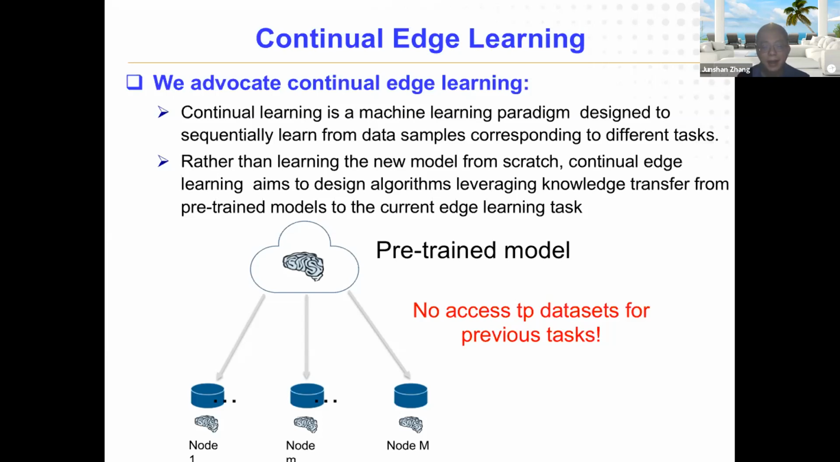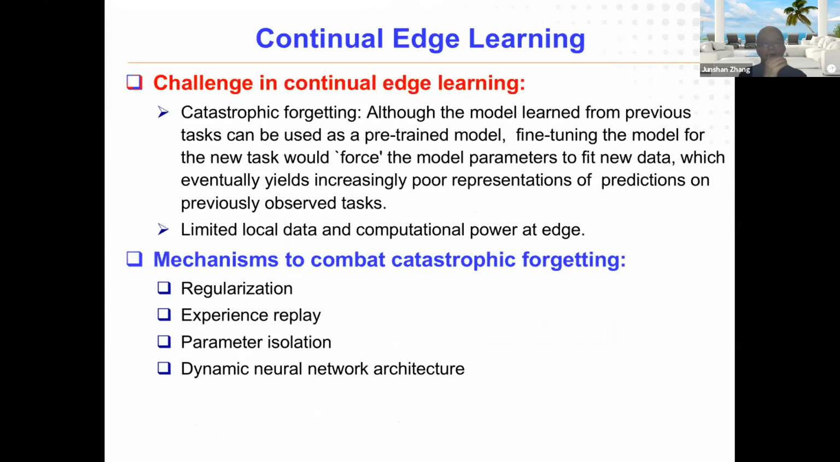One key assumption in continual learning, which is the case in edge learning too, is that there's no access to the data set from the previous tasks. There are some major challenges in continual edge learning besides the few we just talked about: limited local data and limited computational power at the edge. There's also another challenge.